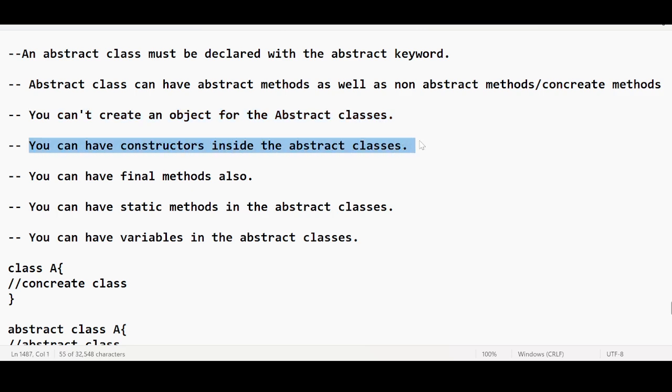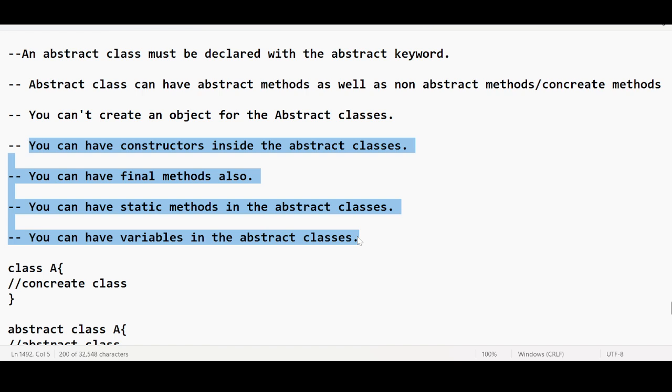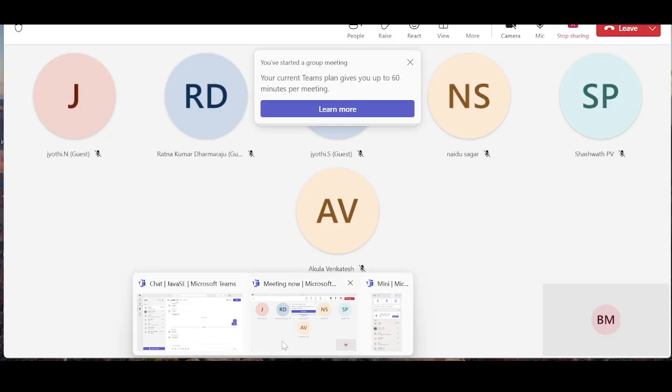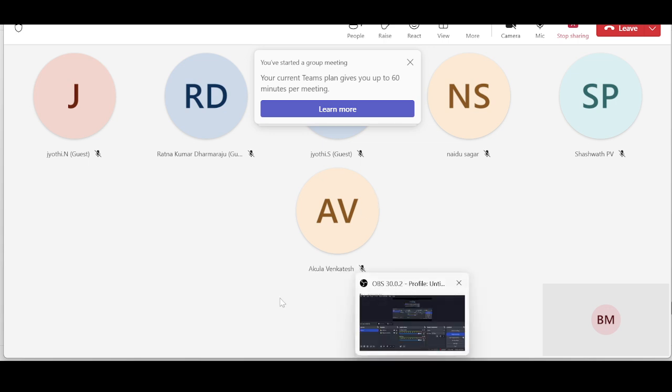You can declare constructors in an abstract class as well as a concrete class. You can have final methods in an abstract class as well as a concrete class. You can have static methods in an abstract class and in the concrete class. You can have variables in the abstract class as well as in the concrete class. Apart from the first three, everything is remaining the same. Are you getting this? By this, the concept of abstraction, the abstract class topic, is over.